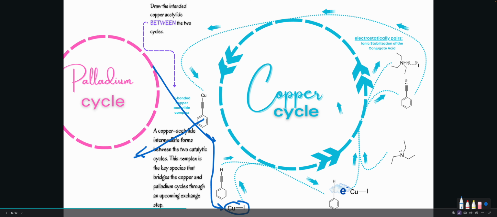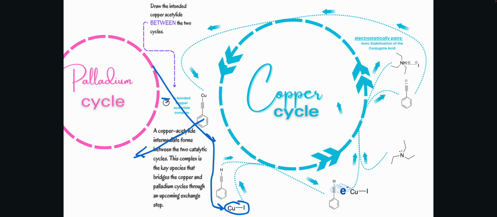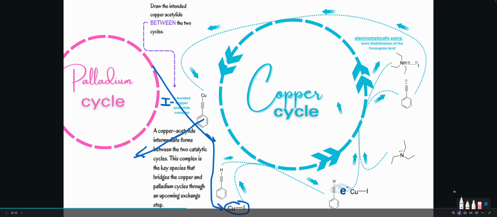But we don't have an iodide, so the halogen that gets donated from the palladium cycle is the iodine ion, and as such the regeneration of this catalyst comes with the help of a palladium cycle intermediate. So moving on.